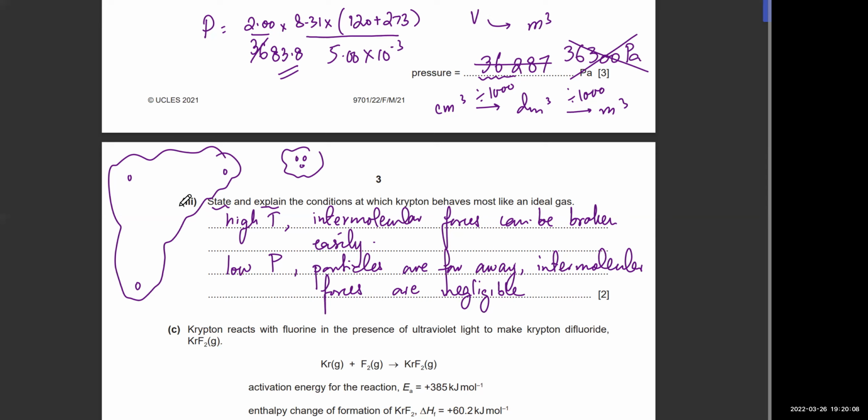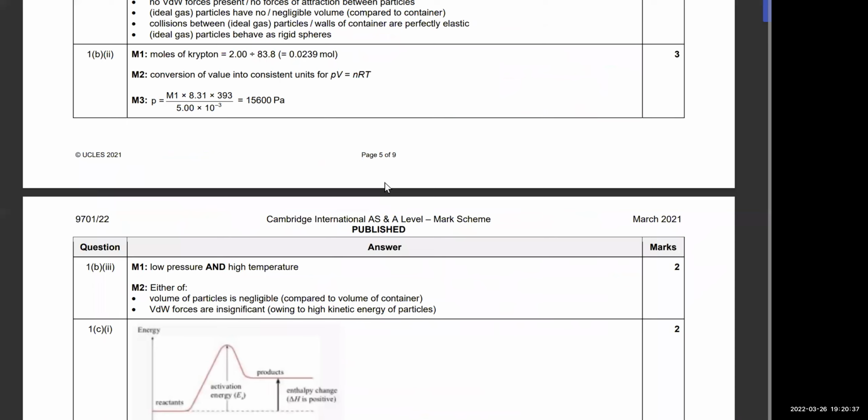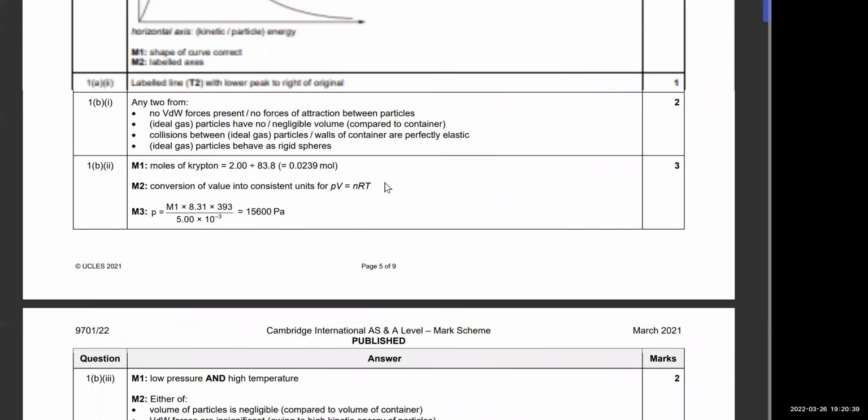There's another explanation for low pressure. And that is that if gas is at low pressure, then particle volume is also negligible. Because a gas is always thought of as empty spaces with large gaps between the particles. So particle volume would become negligible as well. So let's check what they wrote in the explanation part.